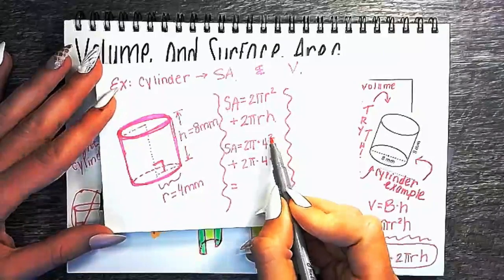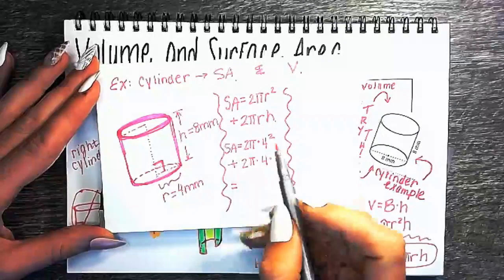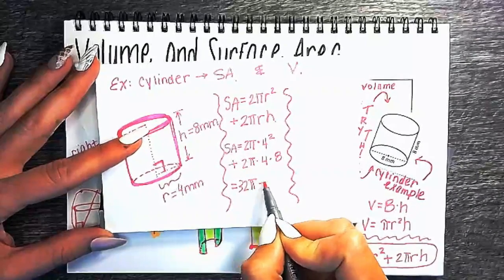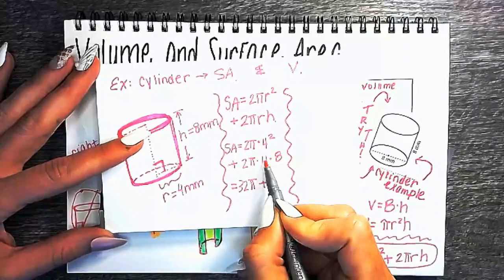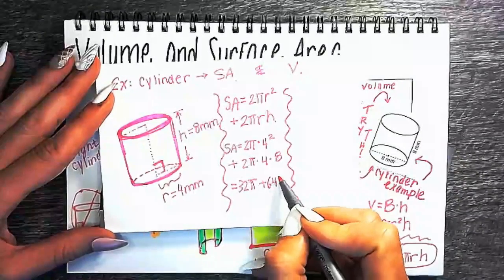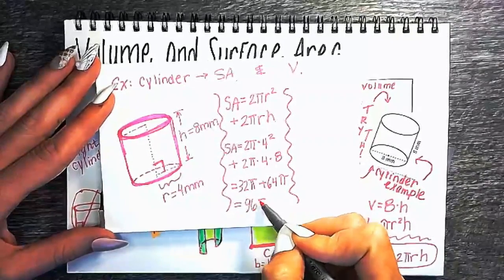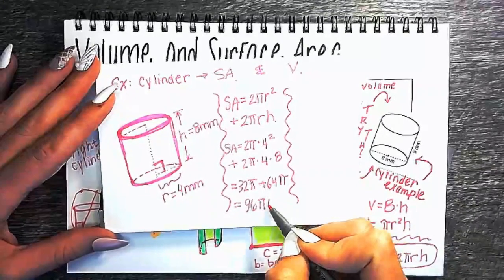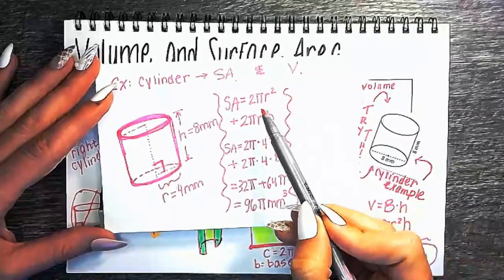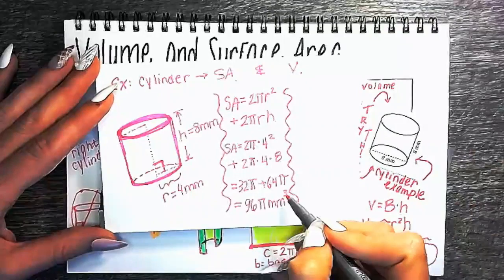which equals 4 squared, make sure you follow the order of operations, is 16 times 2 is 32. 32 pi plus 8 times 4 is 32 times another 2 is 64 pi equals 96 pi. Now this is volume. It's going to be millimeters cubed. And if you had plugged in your, oh, it's not volume, it's surface area.